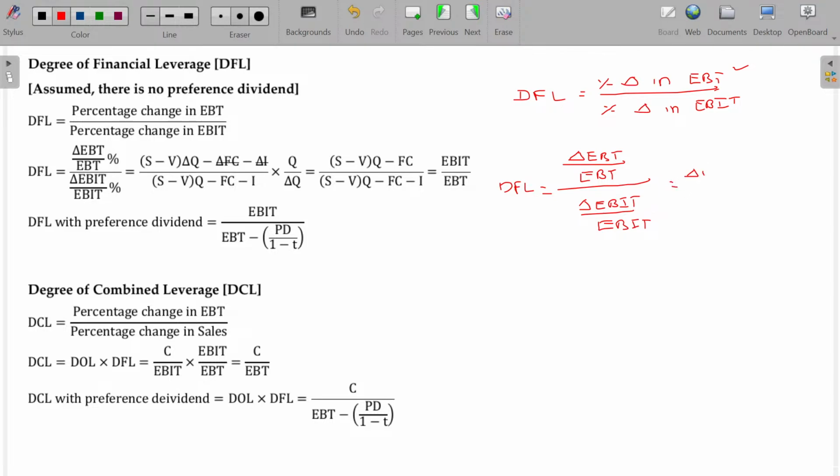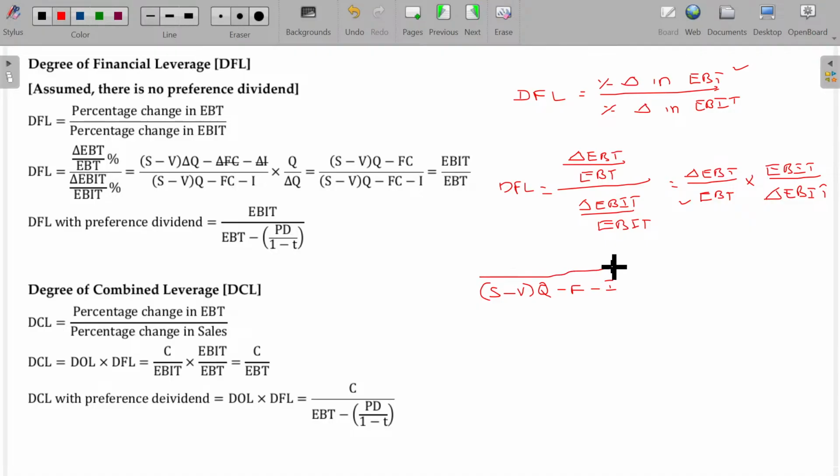Otherwise, change in EBT divided by EBT into EBIT divided by change in EBIT. Is that okay? Now find out the EBT. EBT is nothing but, in the denominator, sales minus variable cost into quantity is the contribution, minus fixed cost. You will get the EBIT; minus interest, you will be getting EBT.